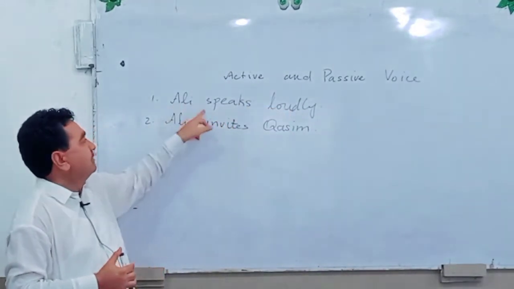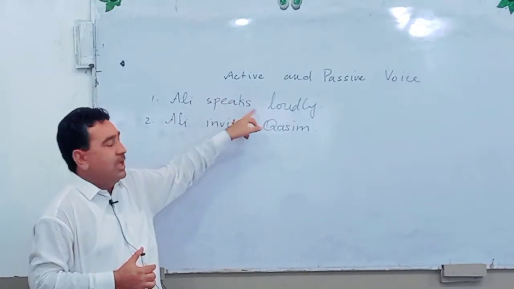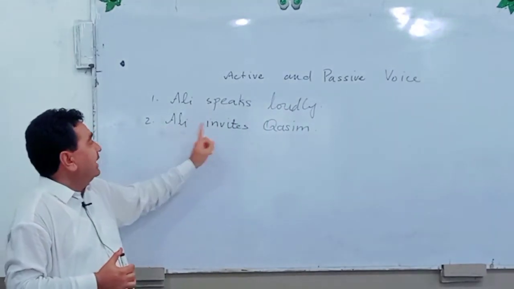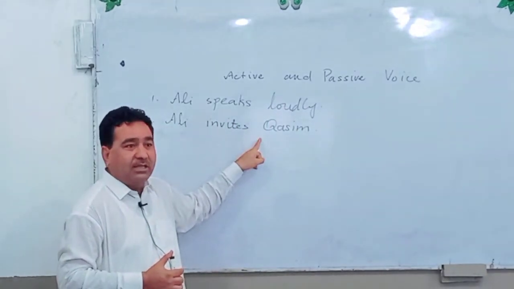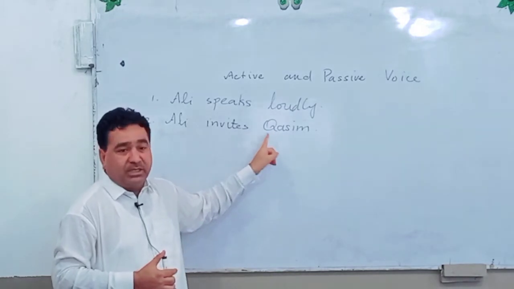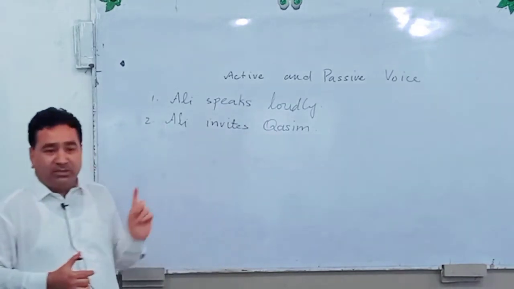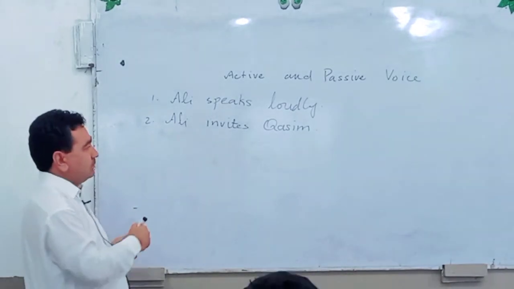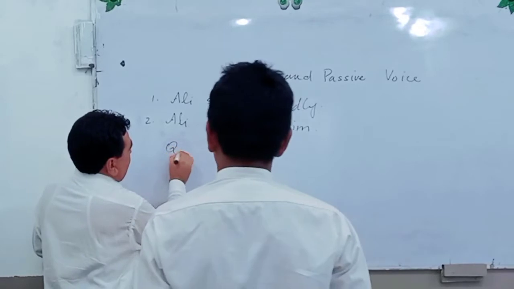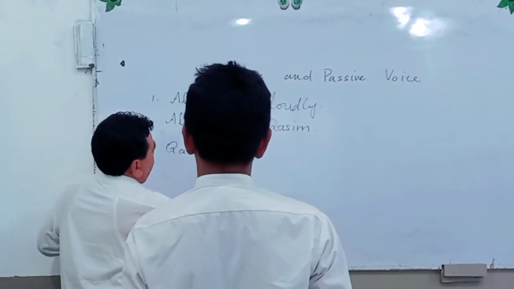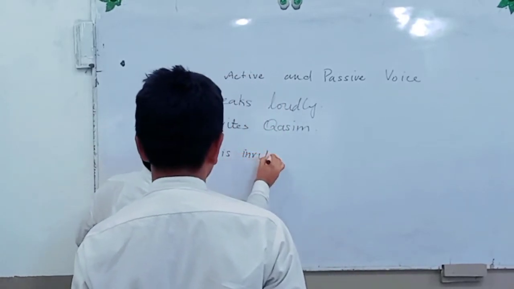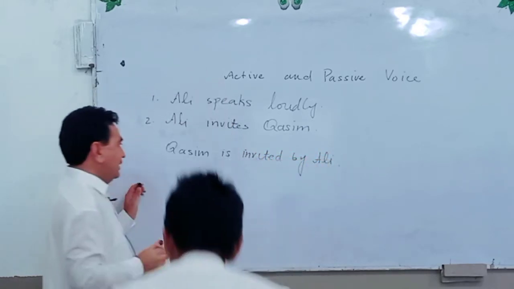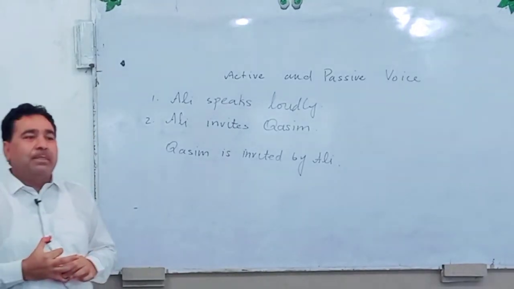Let's say for example, Ali speaks what? Is there an answer? No. Ali speaks who? Is there an answer? But in the second sentence, Ali invited who? Qasim. So Qasim is the object, and we can change the second sentence into passive voice. Can anybody change this into passive voice? Yes? Qasim is invited by Ali. Sit down. Very good. Qasim is invited by Ali.